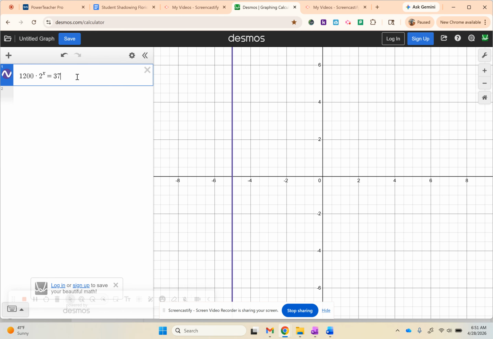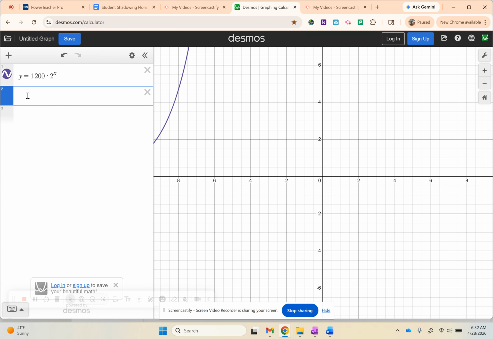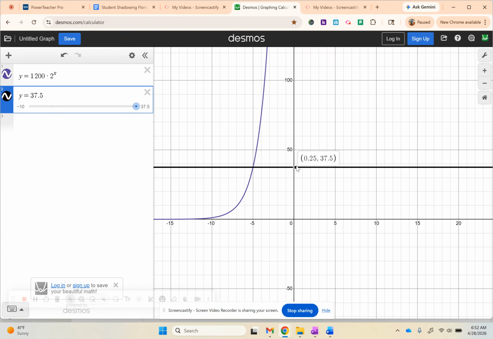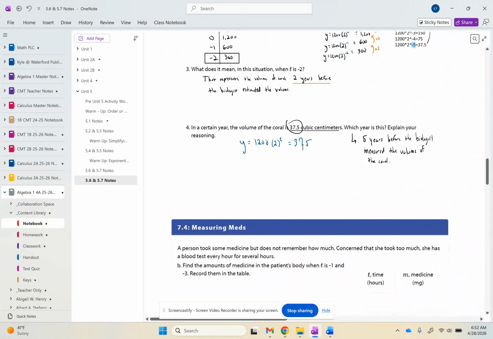Now, what a lot of times I'd do instead of that is just type in the original equation. So I believe we said y equals this whole thing, and then we want to know when is the volume, which y represents the volume, 37.5. So if I bring this down to 37.5 on the y-axis, we can see that it hits it at x equals -5. So that's another way that we could have seen at what year it is going to be 37.5 cubic centimeters of coral. That's going to be at -5 years before. So using decimals is another way of getting us that solution.